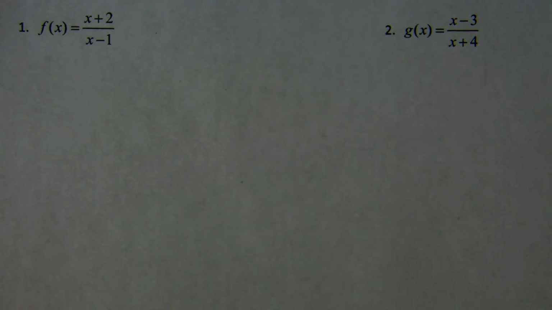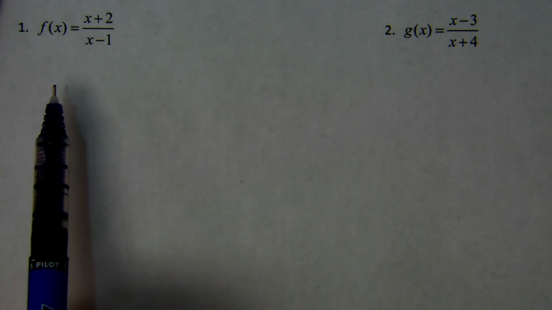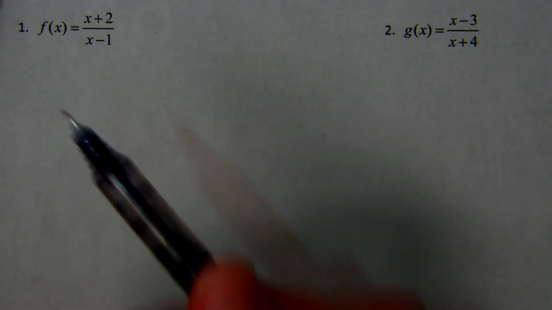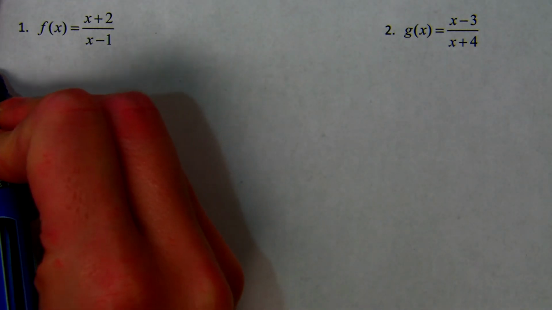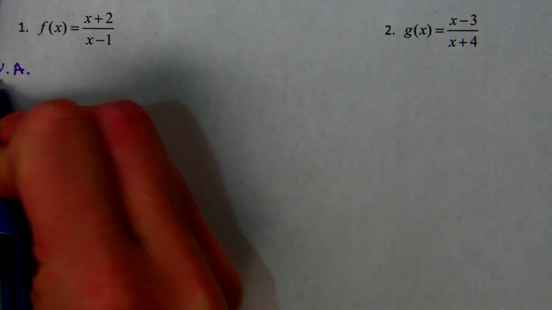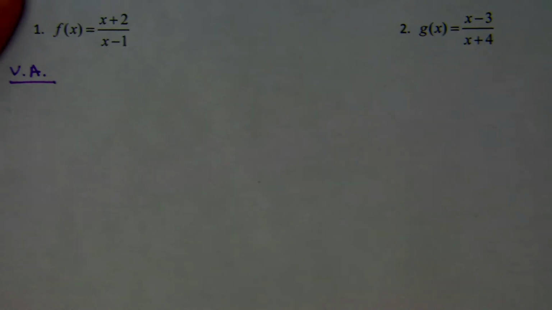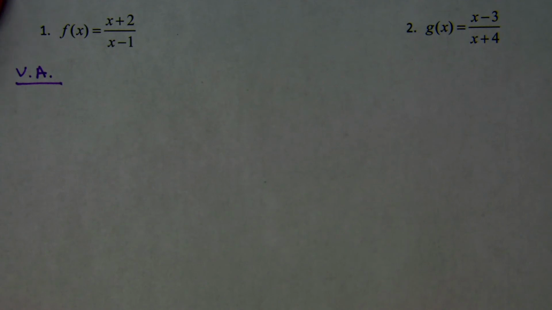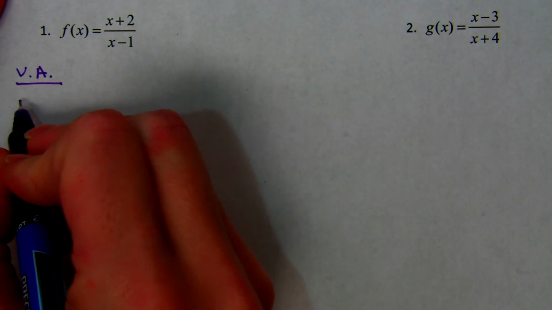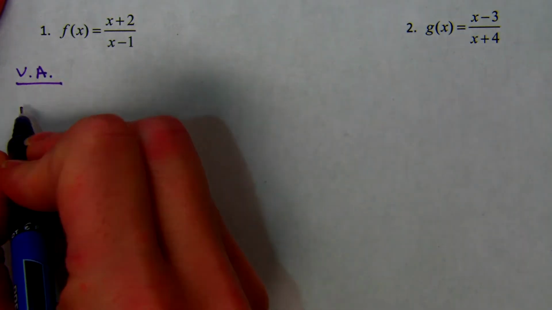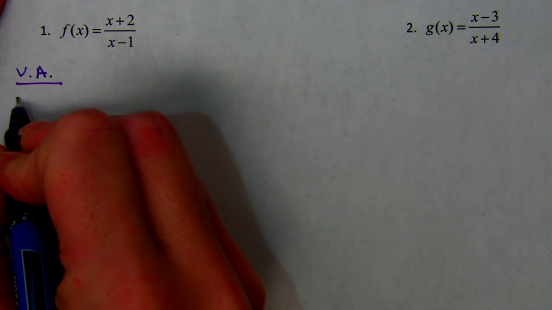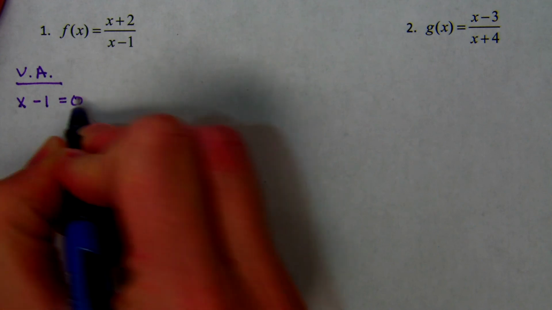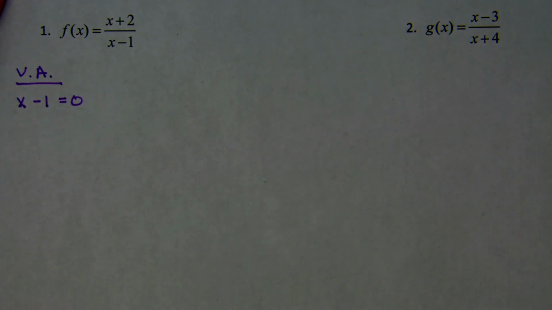And then the next step to graphing a rational function is to identify the vertical asymptotes of the functions. And guys, you want to make sure that you are always very clear with your work. We identify vertical asymptotes by setting the bottom of the function equal to 0. So in this case, for number 1, I'm going to find my vertical asymptote by setting x minus 1 equal to 0.